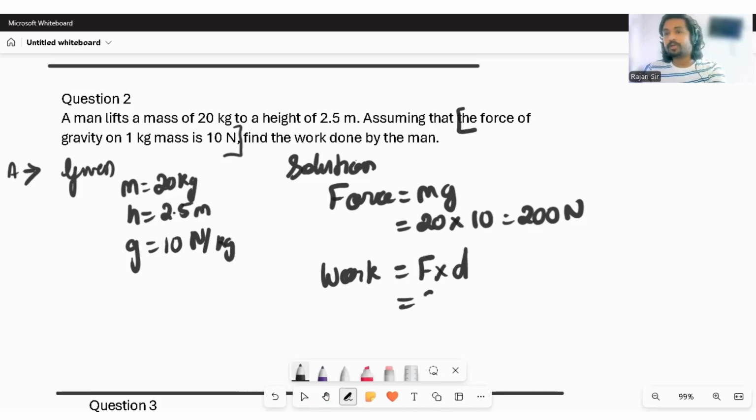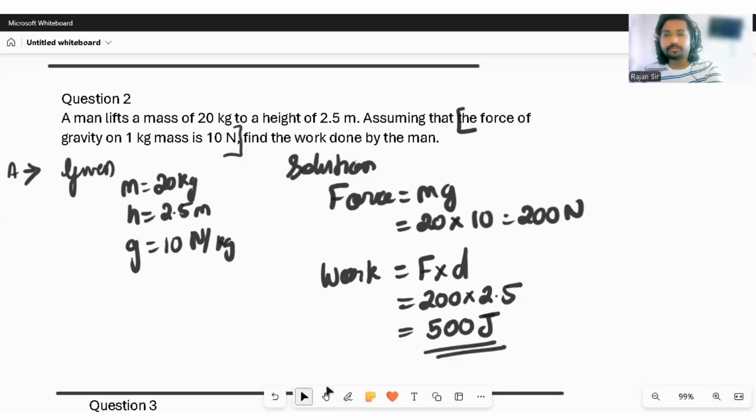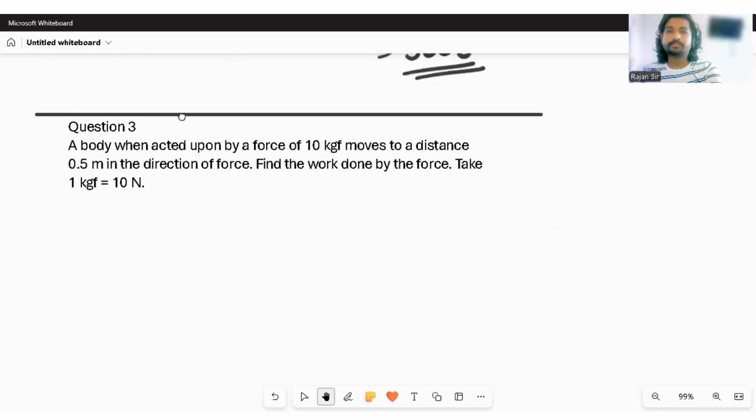So we have 200 into 2.5. So 25 into 20, so that is 500 joule. That's it, that's your answer. I hope you understood. The most important part was to understand the g value, why it is 10 Newton per kg and why the definition sometimes comes like this. Okay, let's go to the next question.